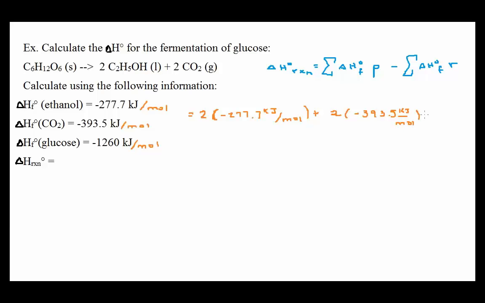And then from that, I need to subtract the standard enthalpy of formation of my reactant. Well, there's only one reactant here, and it's glucose, so I'm going to subtract, and it has no coefficient, negative 1,260 kilojoules, which is just positive 1,260, because I have 2 negatives. So when I actually calculate this, I find that my standard enthalpy of reaction is negative 82.4 kilojoules.